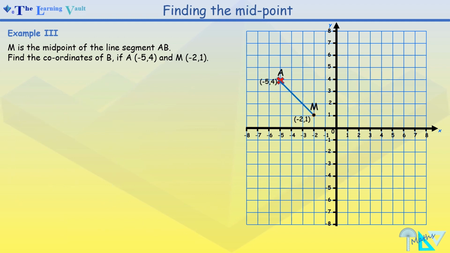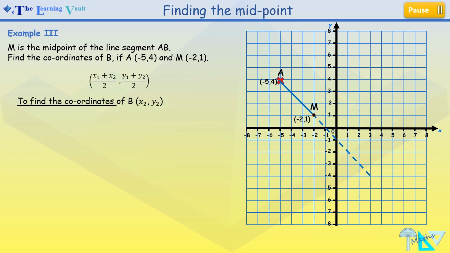Final example, example 3. You can pause and have a go. Now let's take the formula to find the midpoint. To find the coordinates of B, let's look at the x-coordinates first. We've got (-5 plus x2) all over 2 equals -2. So we've got -5 plus x2 equals -4. So our x2 equals 1.